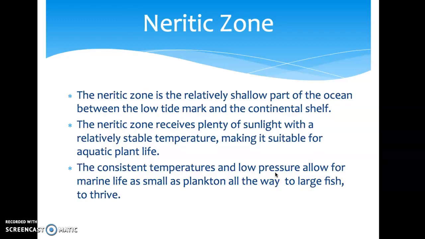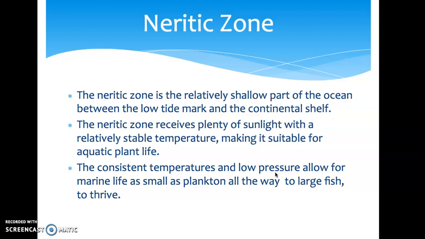Next, we have the neritic zone. The neritic zone is a relatively shallow part of the ocean between the low tide mark and the continental shelf. The neritic zone receives plenty of sunlight, which means sunlight indicates photosynthesis. So photosynthetic organisms are able to live here with a relatively stable temperature, making it suitable for aquatic plant life. We love plants.